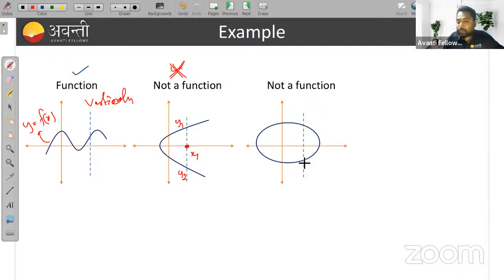In the last one also, you have an ellipse, and when I am drawing the vertical line, it is intersecting the given curve at 2 points for a single value of x. That's why it is also not a function. If the line intersects the given curve at a single point, then we can say it is a function. It's very simple. Clear? Okay.